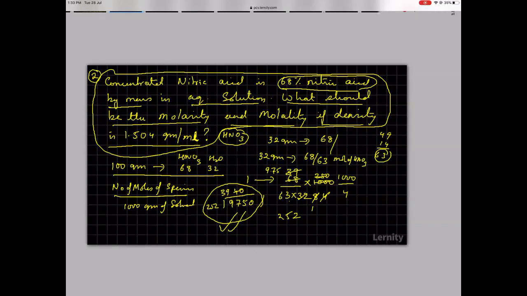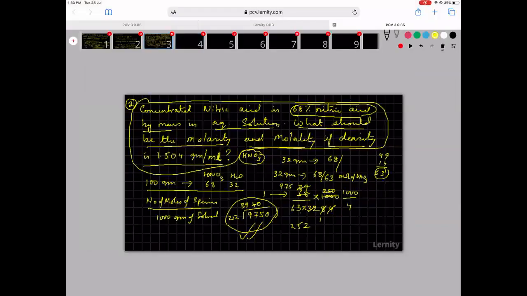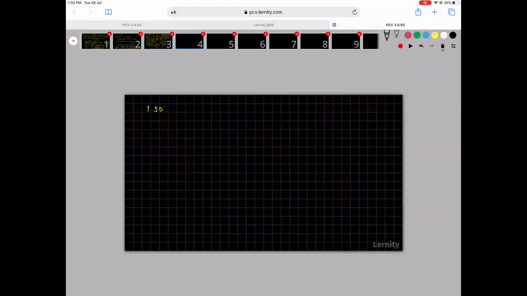Okay, so I hope you are able to understand. Now, the density is given to you, 1.504 grams per ml. That means in 1000 ml, you have 1504 grams. Already in 100 grams, we have 68 grams of HNO3. So in this much, we will have 1504 into 0.68 grams of HNO3.